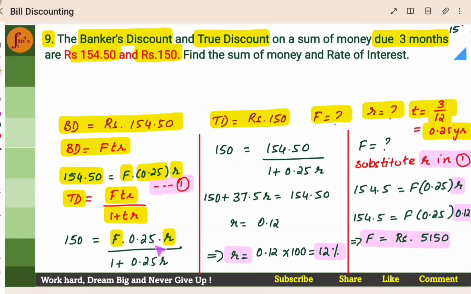We'll substitute everything else. So what we can do is from this first equation, from the banker's discount equation, you can find out F, right? You can just find out F here. So it will be 154.5 by 0.25 R. So now that F we'll substitute here in the true discount. Instead of F, we'll put 154.5 by 0.25 R. Now we'll have to find R value. So R you will get as 12%. Now we'll have to find face value. So we'll come back to this equation. Right? We know R, we'll substitute R, we'll get face value.